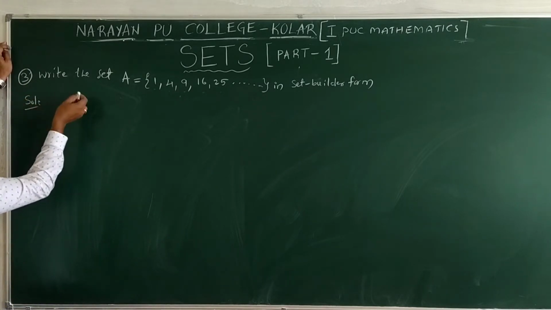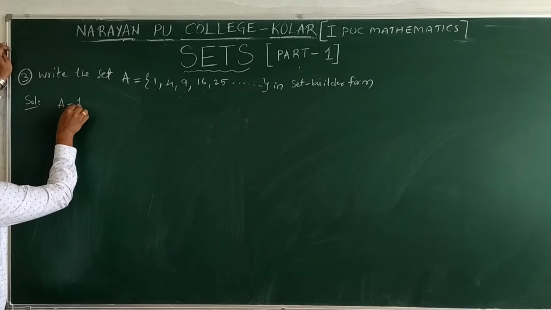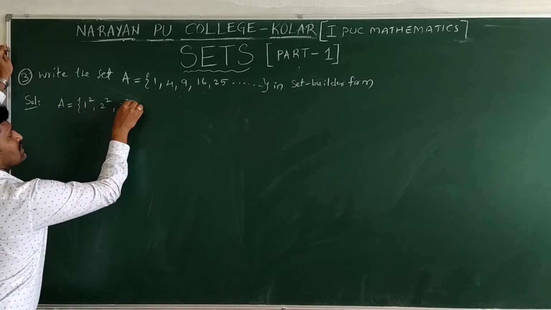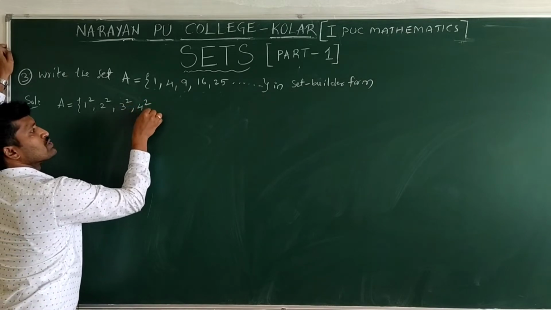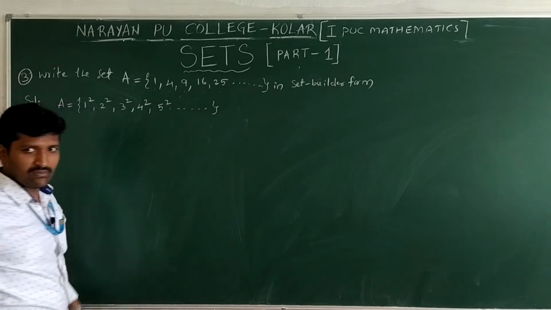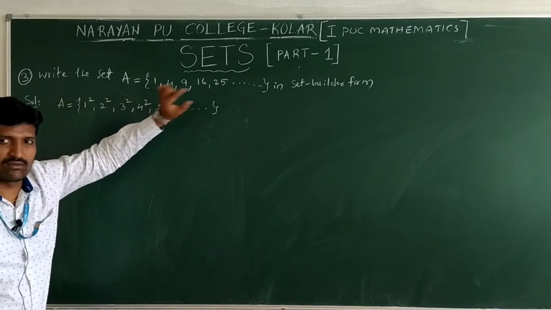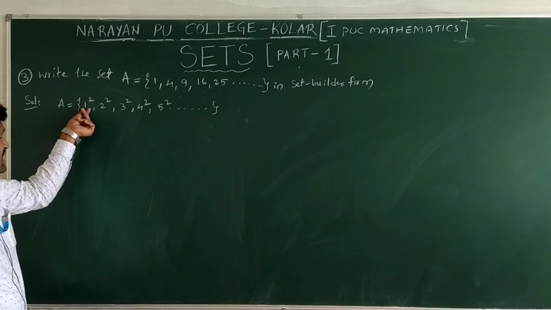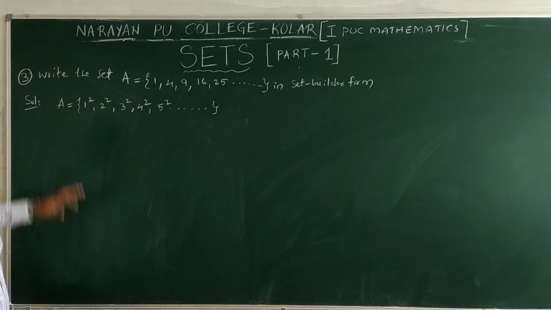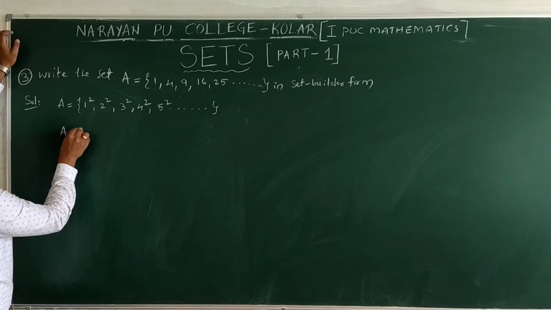Observing this, every value in set A can be written as 1 square, 2 square, 3 square, 4 square, 5 square and so on. The power is square, which is common, but the base, whatever is there, is 1, 2, 3, 4, 5. These are which numbers? Natural numbers. That's why we can write this one in this form.